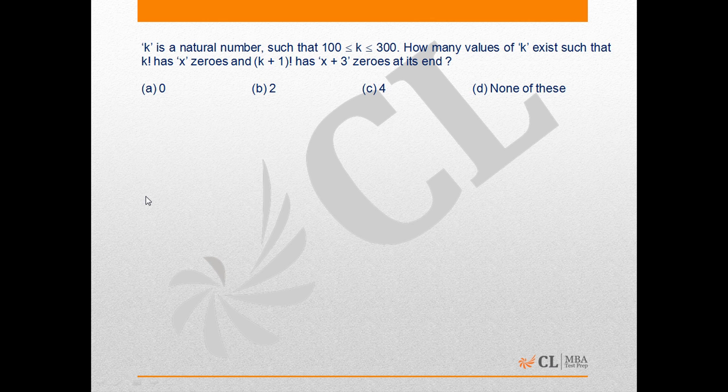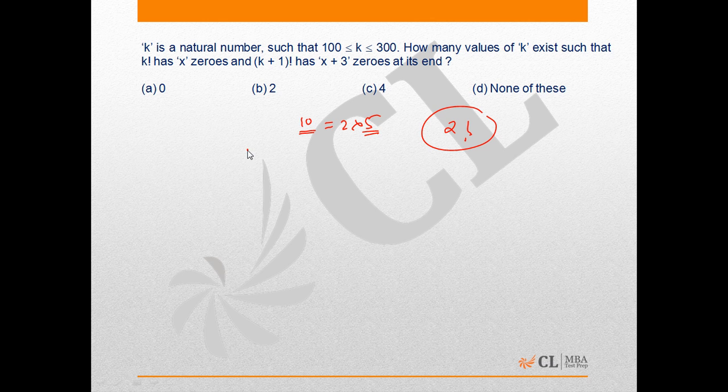So first of all, understand the concept of 0. 0 basically means 10, which is 2 into 5. So 0 in a factorial is determined by the availability of 2 and 5, and in case of factorial, the number of 5s is always lesser than the number of 2s, so we need to look after 5 in order to find the number of zeros in some factorial.